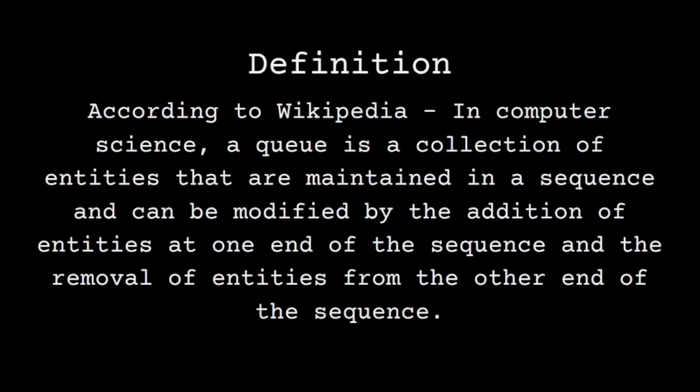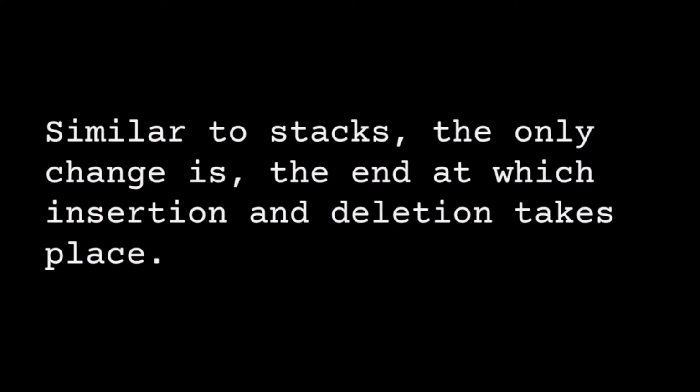A queue is basically a collection of elements, just like a stack. If you remember in stacks, there is only one end at which both the insertion and deletion, or push and pop of the elements takes place. But in queues, we have two separate ends performing the two separate operations: the front end through which we remove the elements, and the rear end through which we insert the elements.